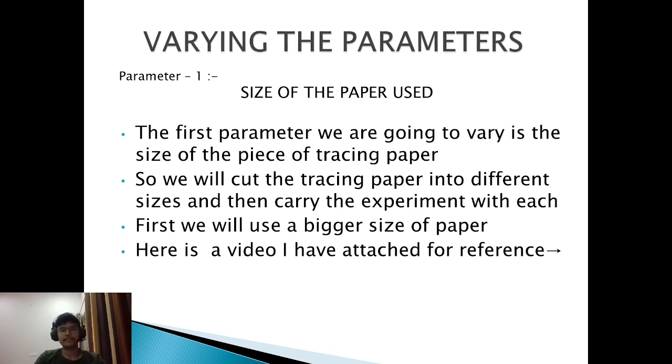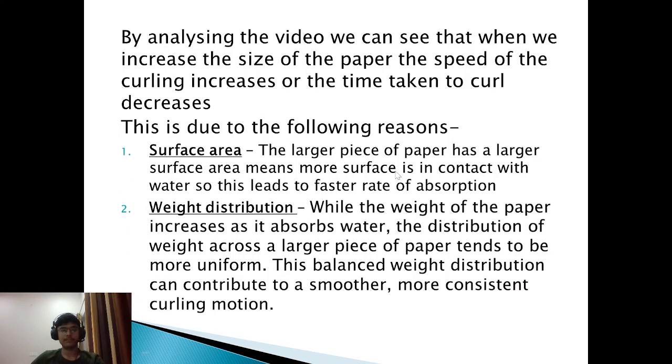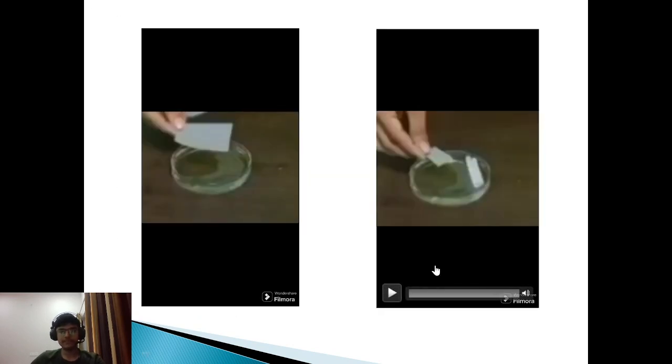So let's now vary the parameters and see how that affects the experiment. The first parameter which we are going to vary is the size of the paper we are using in the experiment. So we will cut the tracing paper into different sizes and then carry out the experiment with each. First we will use a bigger size of paper. I have also attached some videos for reference, which you can see by analyzing the video. Okay, so here is the video.